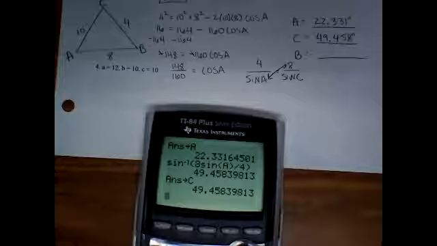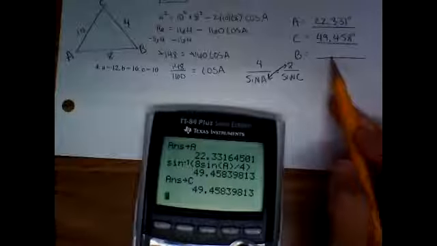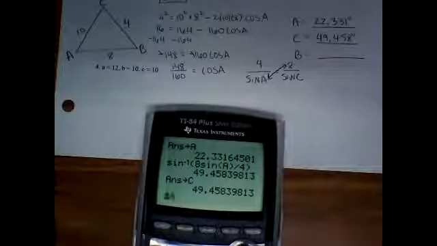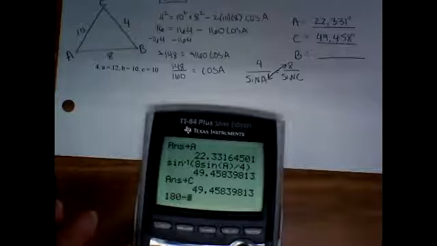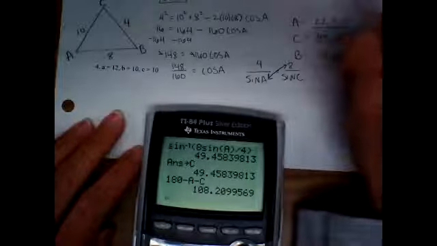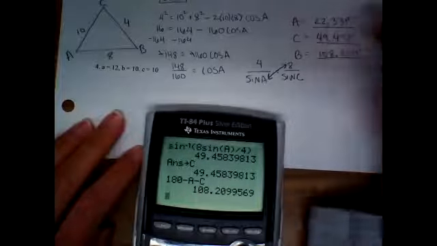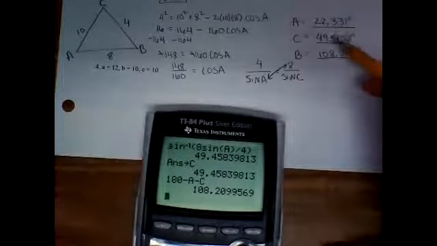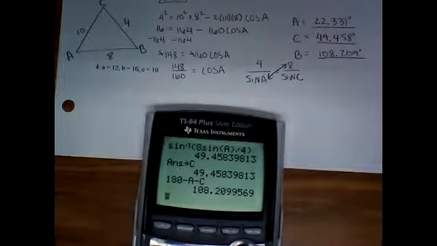Now, no work for this last one. What are you going to do? Subtract from 180. 180 minus alpha A minus alpha C. And a way that you can check your work is you should have found them smallest to biggest. Like, do these go in order smallest to biggest?